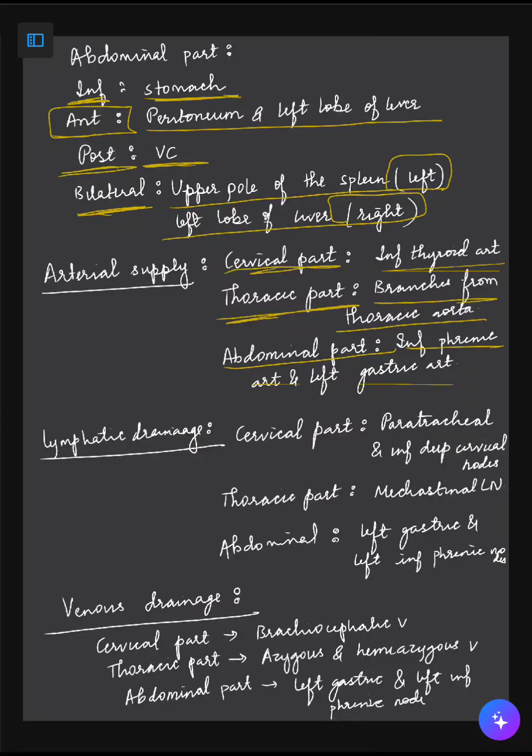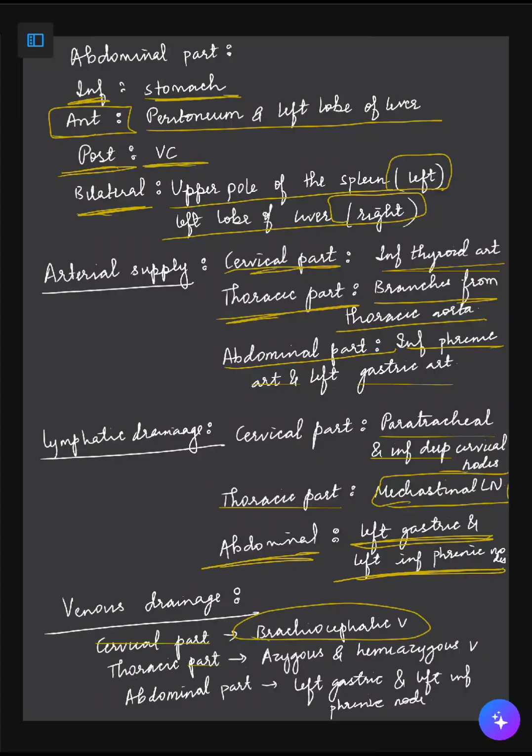Lymphatic drainage. Cervical part is paratracheal and inferior deep cervical nodes. Thoracic part is mediastinal lymph node and abdominal is left gastric and left inferior phrenic node. Now venous drainage is: cervical part, brachiocephalic vein; thoracic part, azygous and hemiazygous vein; and abdominal part, left gastric and left inferior phrenic vein.